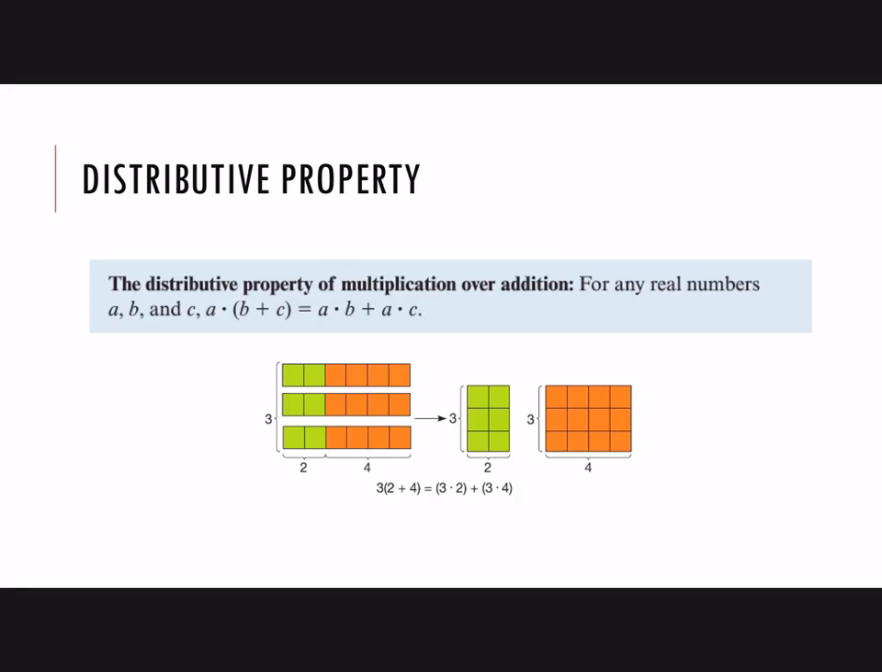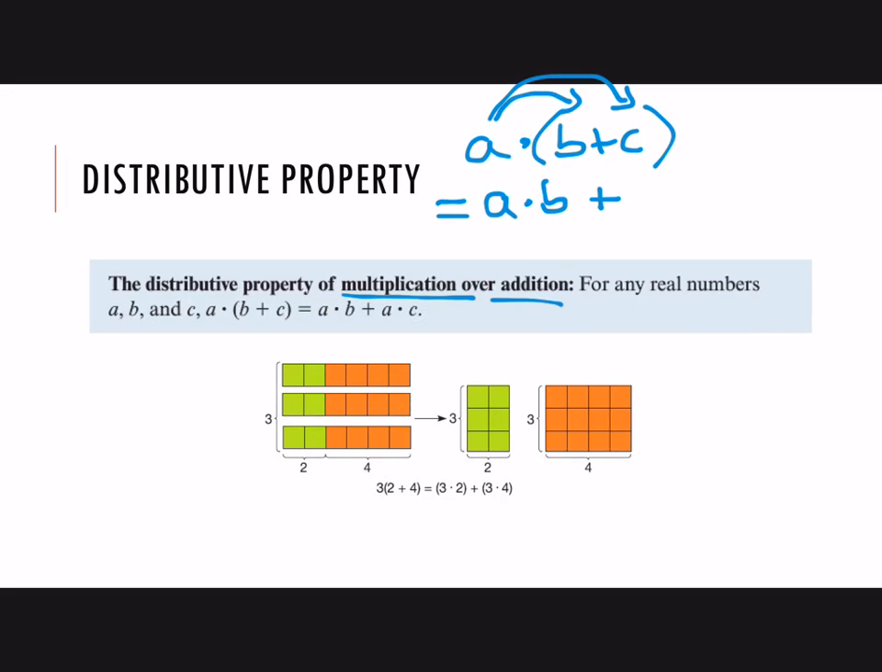The distributive property. I know you've seen this one before as well. Now this one is the distributive property of multiplication over addition. So in other words, we have to have a number and then times, and then in parentheses a sum. And then we distribute that multiplication to the addition inside of the parentheses. And this property says that that expression is the same thing as a times b plus a times c.